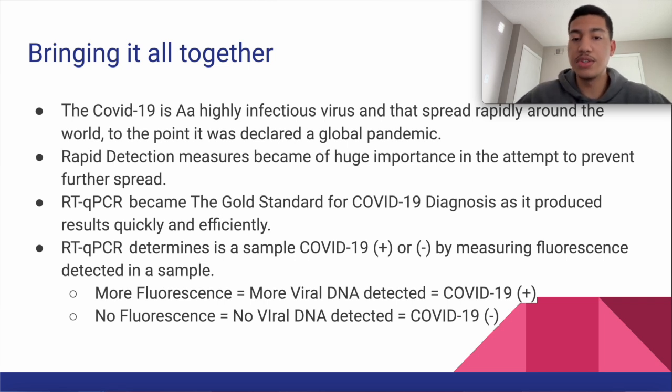And with RT-qPCR, it determines if a sample is COVID positive or COVID negative by measuring the fluorescence detected in the sample. In this case, more fluorescence would equal more viral DNA detected, which would result in a COVID positive test. And no fluorescence would equal no viral DNA detection, which would result in a COVID negative test.